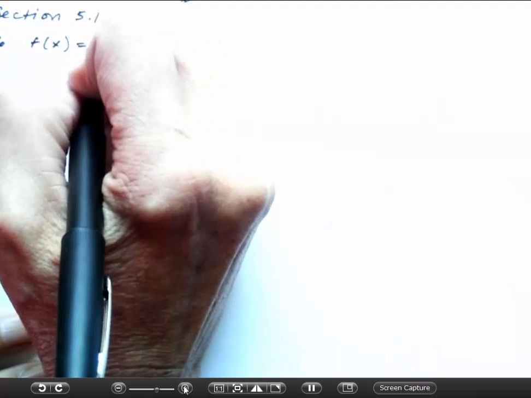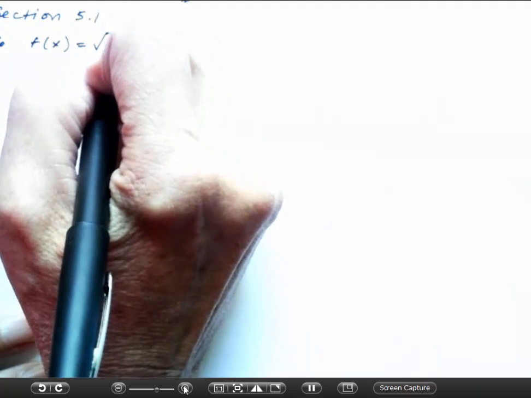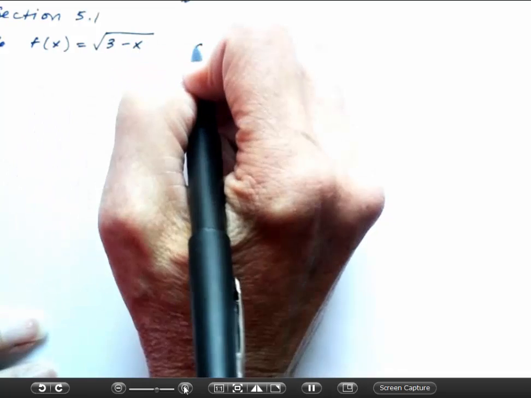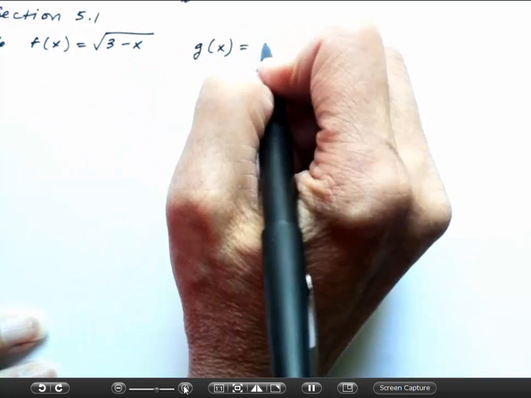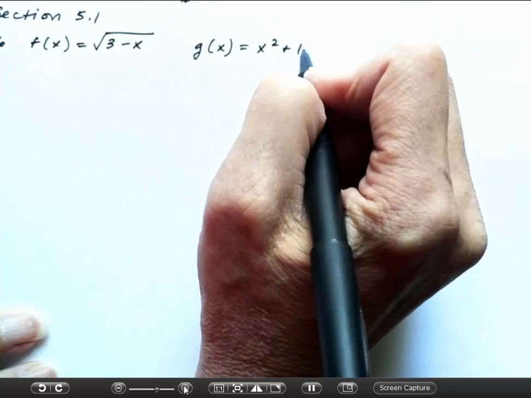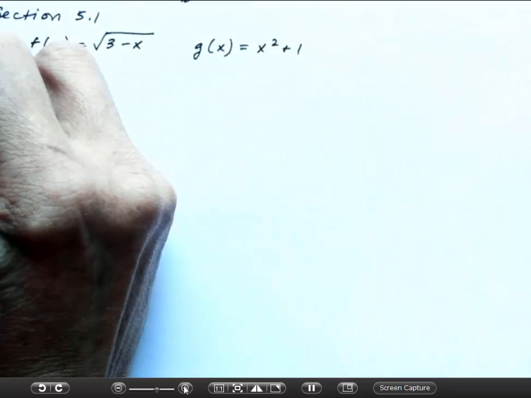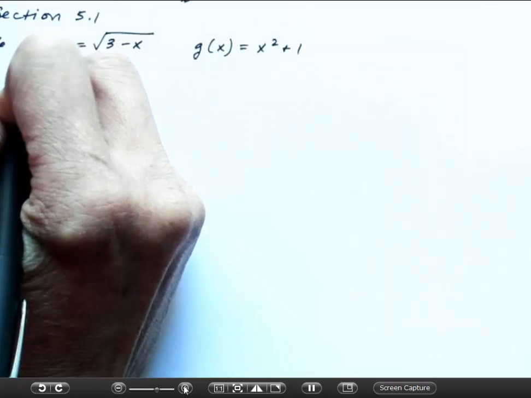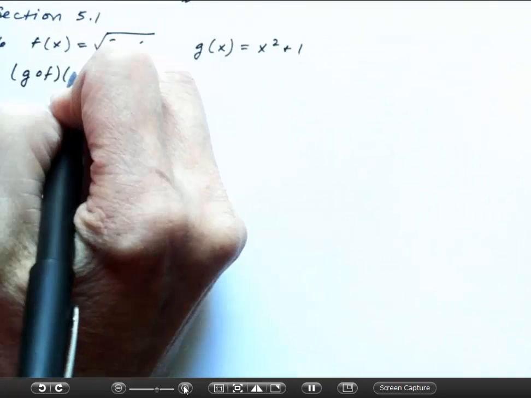So we're going to be doing a problem in section 5.1. Problem number 6 is the first one we're going to be doing. And we're asked to find 6 different values for our composite function, g of f of 0.